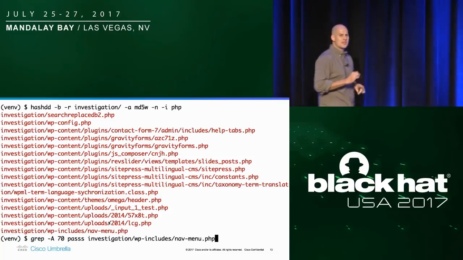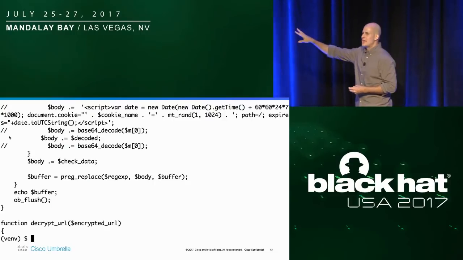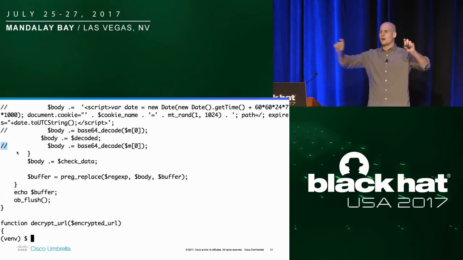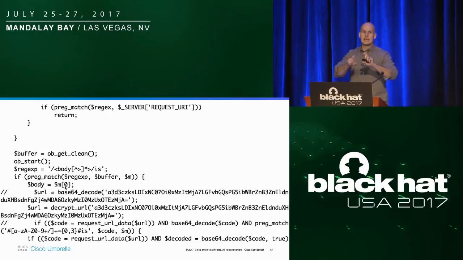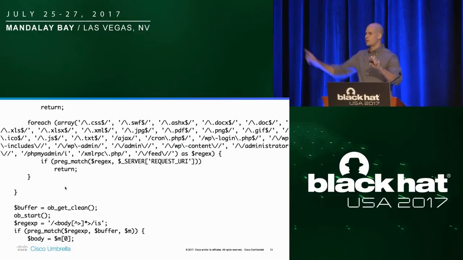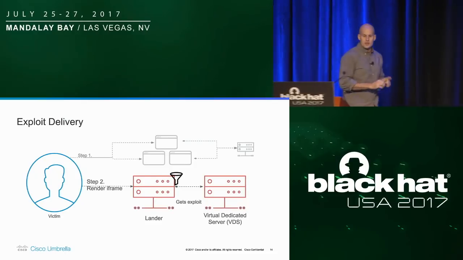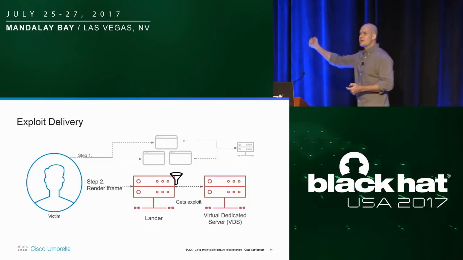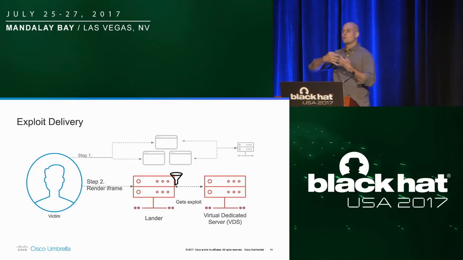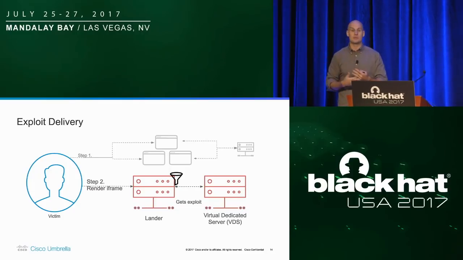The other thing that they do, and we'll dive into that in a little bit, is they also have a Base64-encoded string that is actually what makes the call to the RIG server, and we'll look at that in just a minute. All right, so the other part now is actually getting the exploit. They get the iframe content, and when the victim renders that iframe, they now need to actually be hit with the exploit.